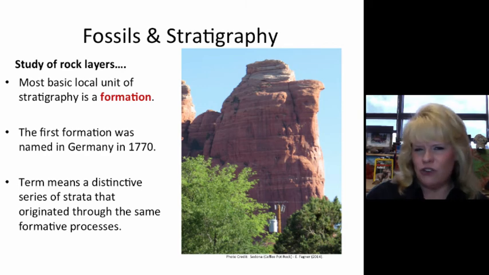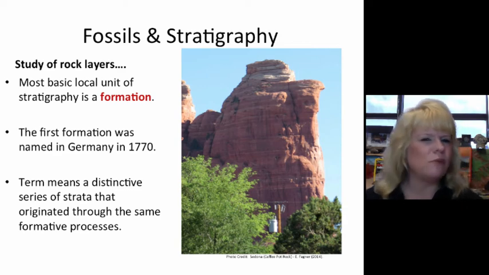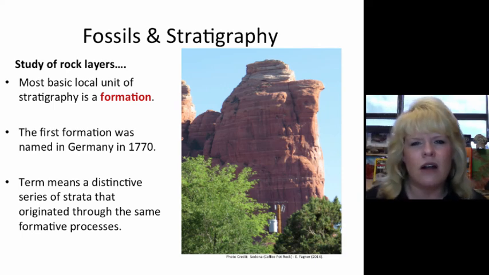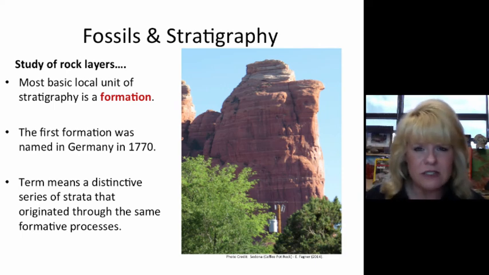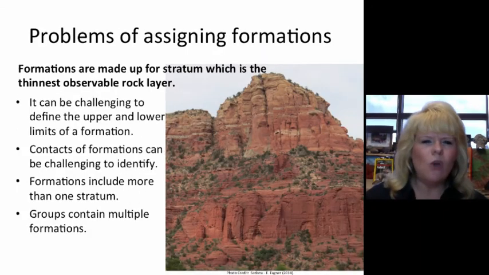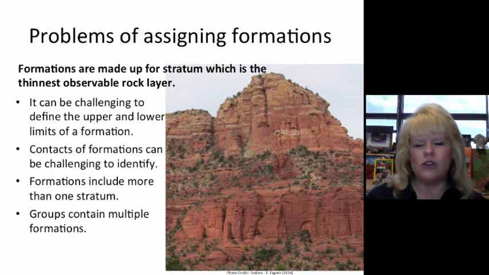And these rock layers have originated through the same time period, the same geologic formation processes, and share similar characteristics in morphology, mineral content, rock content, and even fossils. So a formation is the most basic level of description when we're getting into a description of rock layers that have been mapped around the globe. What are some of the challenges for assigning formations? And I'm using Sedona here as an example.